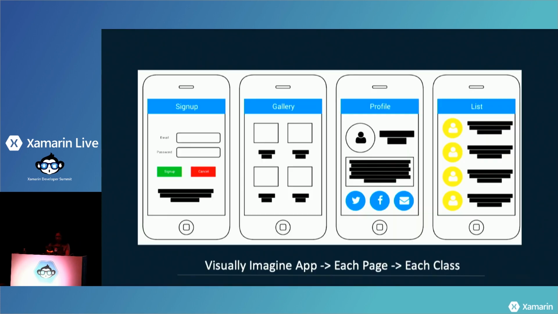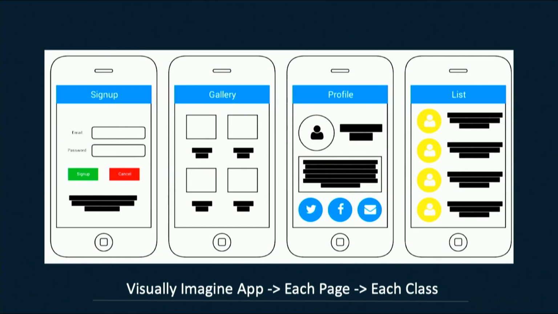So what I was talking about, sort of visually just imagining the whole thing. These are different pages of your app. Take each page and turn each page into a class. That's literally how the first steps of writing the page object pattern start, right?